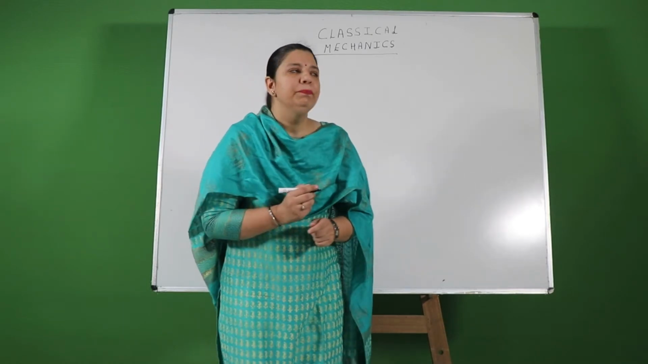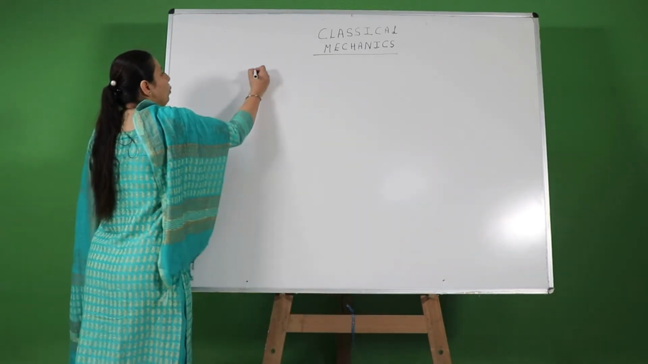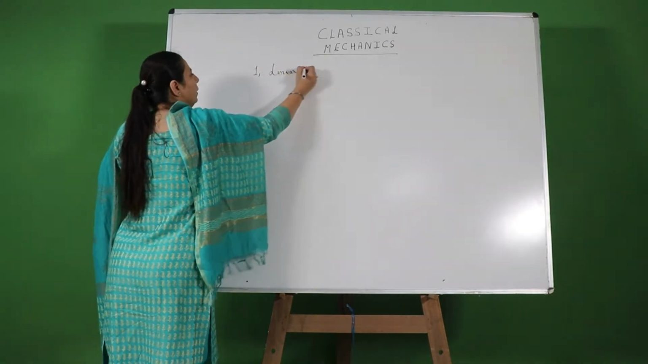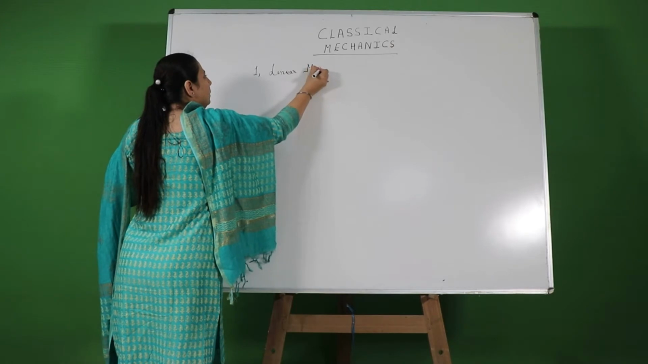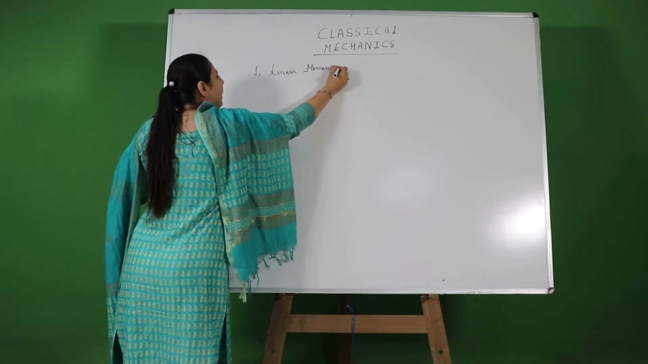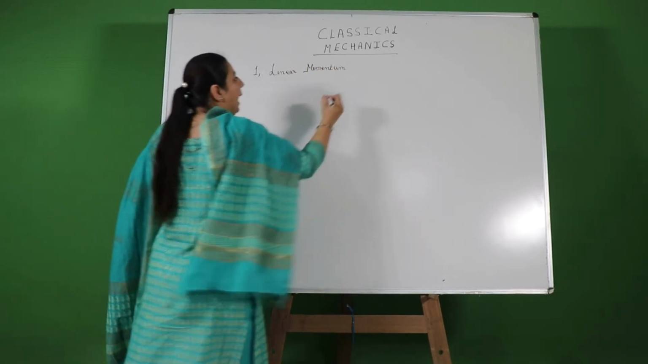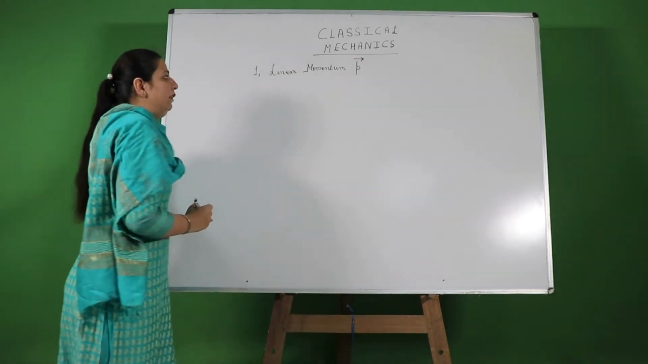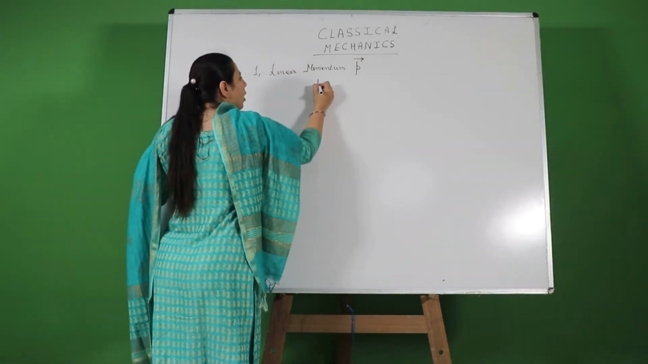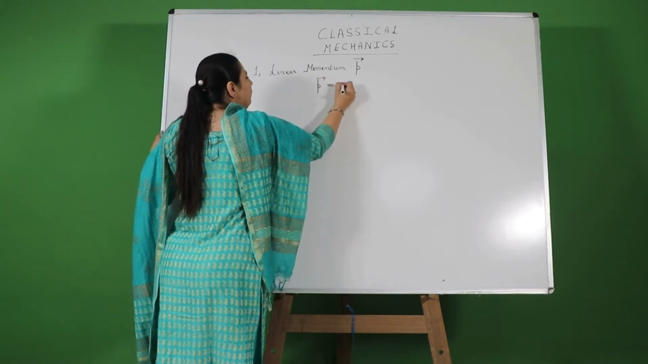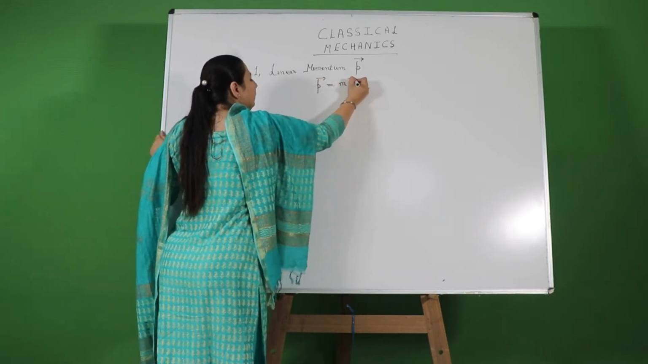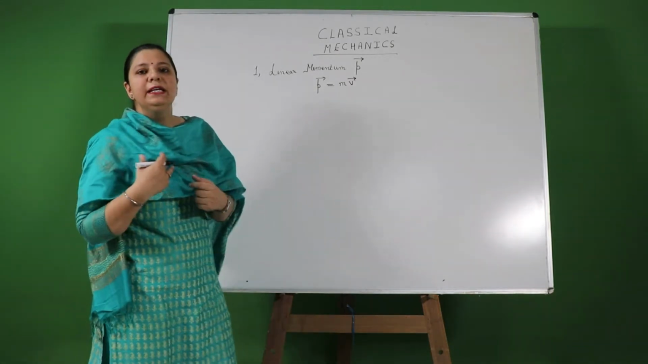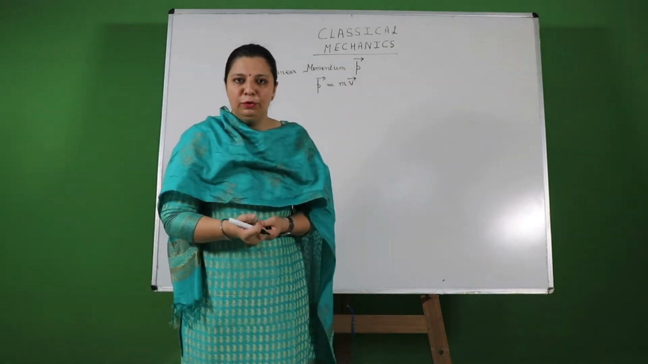So first of all, as you all are aware, what is linear momentum? Linear momentum is a vector quantity and it is represented by P vector. And P vector is given as the product of mass with the velocity. So this linear momentum basically deals with the translational motion.